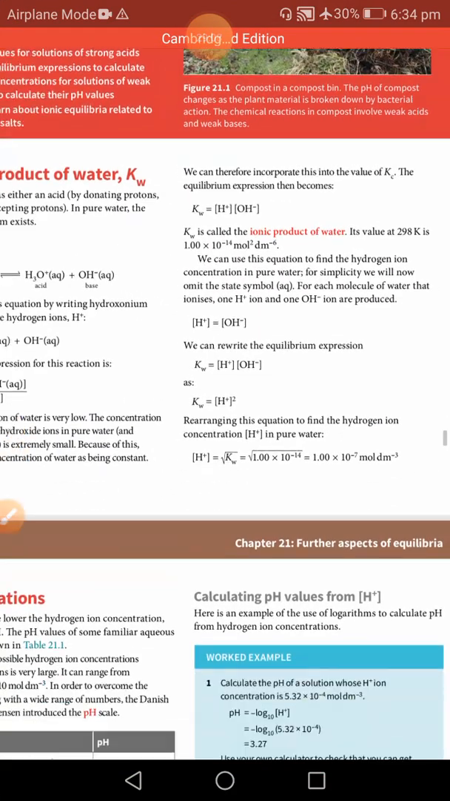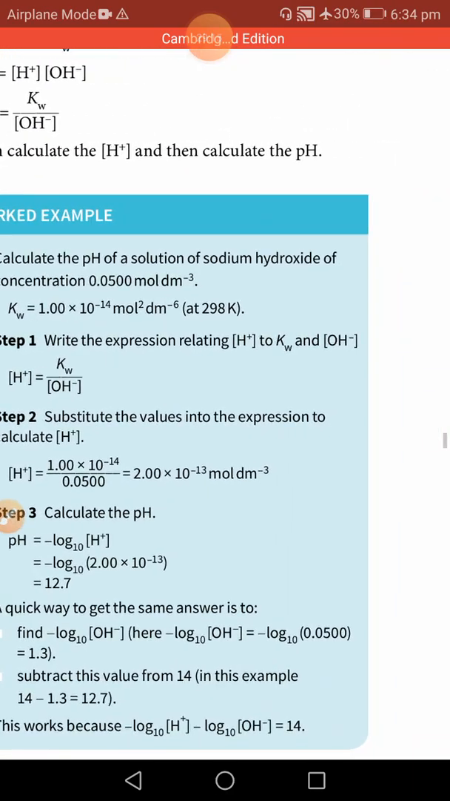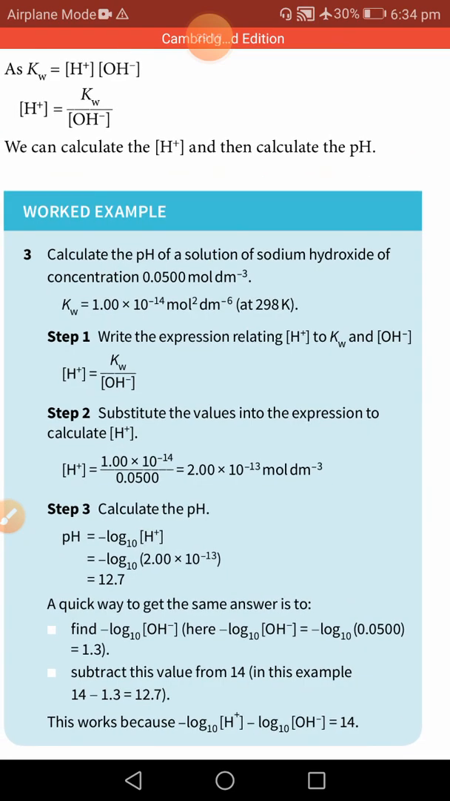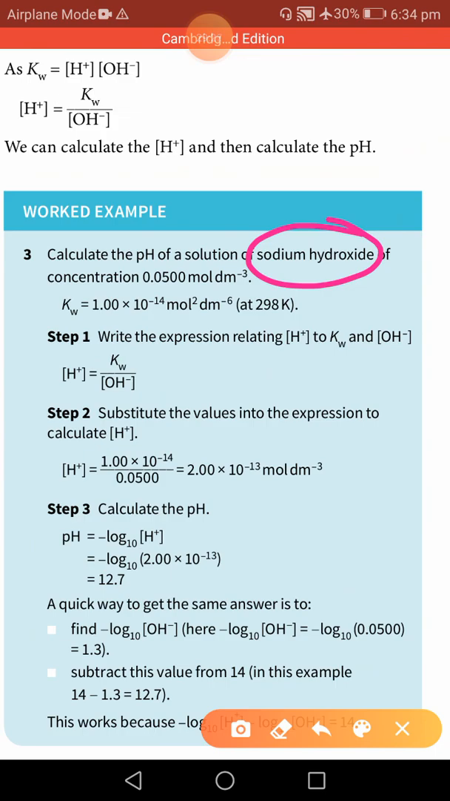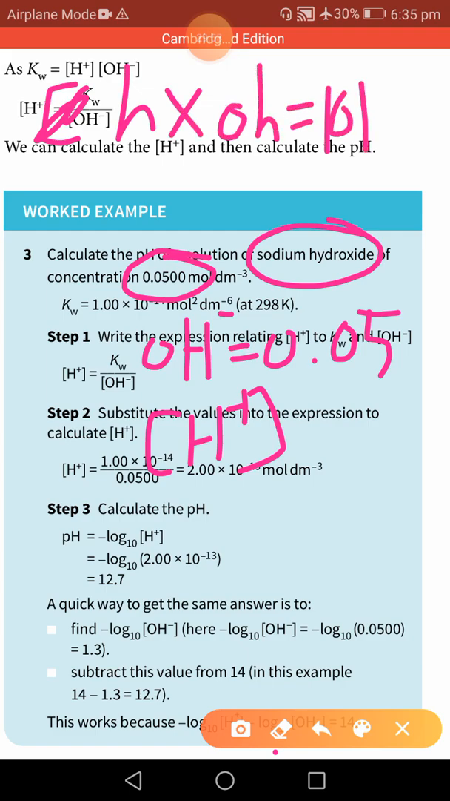So let's go into examples over here. These are easy. Look at this one. Calculate the pH of sodium hydroxide of concentration 0.05 mole per dm cube. This is sodium hydroxide, a strong alkali, and its concentration is this. So the concentration of hydroxide ion will be equal to the concentration of the alkali, which is 0.05. But they asked you to find the pH, so you have to find the concentration of H first. You know the formula: concentration of H into concentration of OH equals 10 to the power minus 14, isn't it? So use that here.